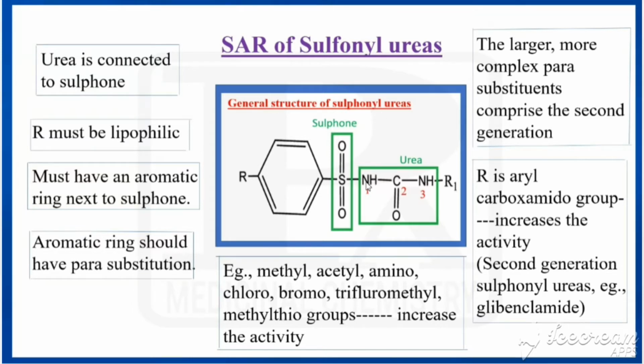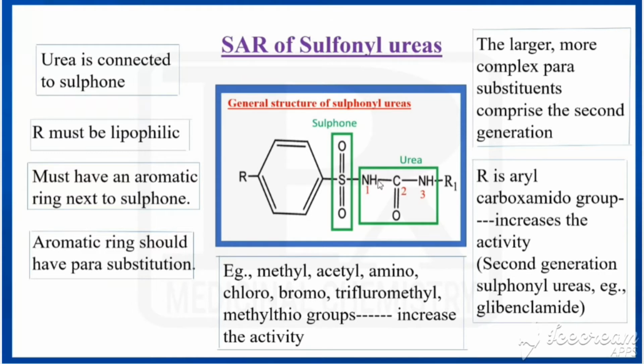The first nitrogen of urea is connected with sulfone. What is sulfone? SO2, that can be called as sulfone. What is the other name for sulfone? That is called as sulfoxide. And in the general structure it is having urea. So the first nitrogen is connected with SO2 and the sulfur of SO2 is connected with one aromatic ring, and that is having substitution in para position. The third nitrogen is having one more substitution. So that would be the general structure of sulfonyl ureas.